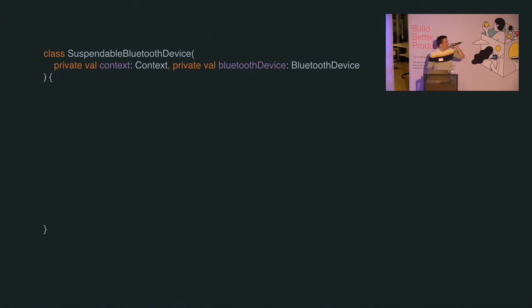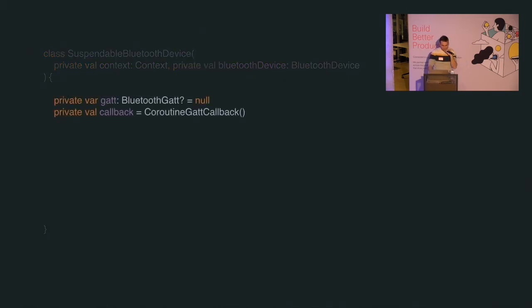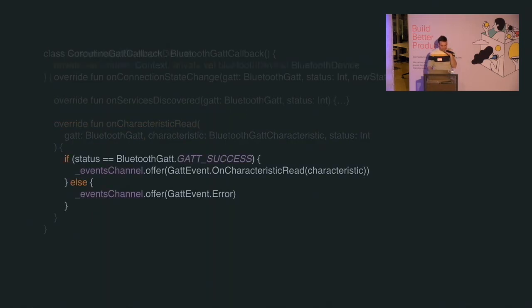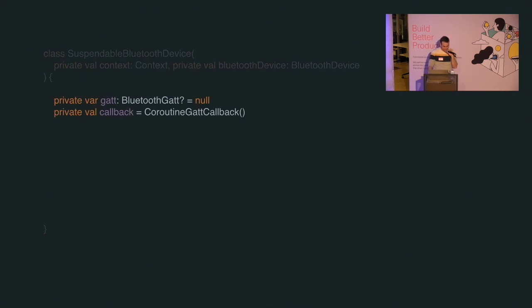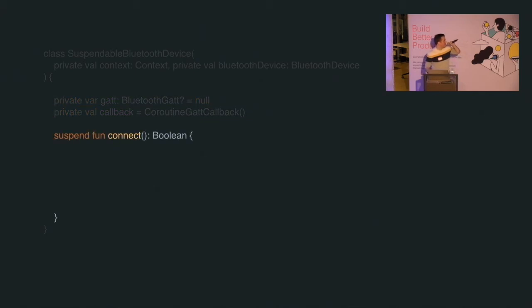The suspendable Bluetooth device. This is actually the device we're going to be interacting with instead of the Bluetooth LE device that Android provides. So here we have the connection, the GATT object, which is more like the connection, and then the callback that we just defined in the previous slide, right? So the coroutine GATT callback, we have it here because we have to plug that in the GATT object once we connect. So here, this is the public method that we want our clients to call. Notice that it returns a Boolean: true if the connection is successful, false otherwise.